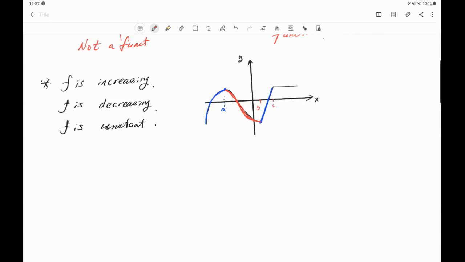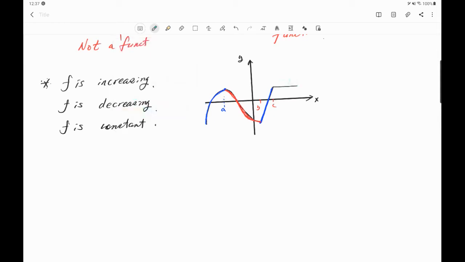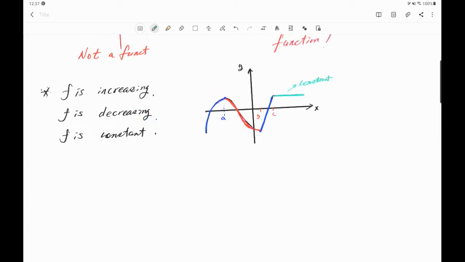How about constant? Constant means, as x increases, the y value is always the same. Okay, y is always the same. So this is constant. Okay, this is constant. So f is now constant. All right.